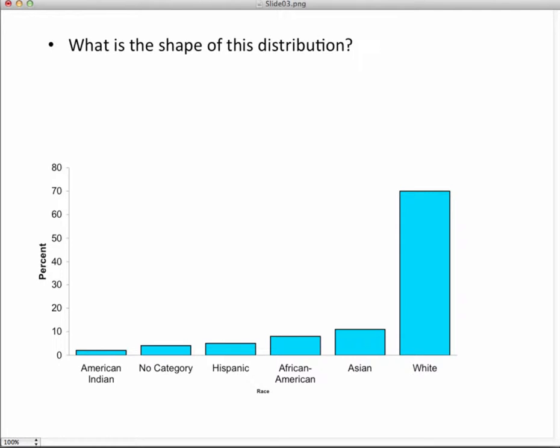All right, so before we get into talking about the new stuff, a quick review of the idea of shape and when it applies and when it doesn't apply. So take a second and write down what you think the shape of this distribution is. I'll give you 5 seconds.